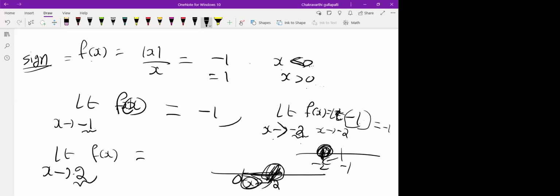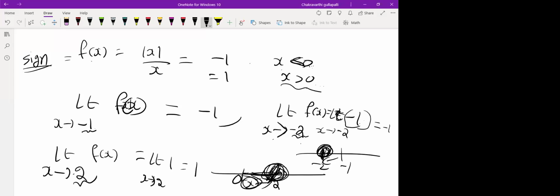Okay. Now x approaching 2. x approaching 2 means x is very close to 2. So is x positive or negative? In the neighborhood of 2 means it is positive. When it is positive, what is f(x) equal to? 1. So limit x approaching 2 of 1, that is replace x by 2. There is no x, so 1.